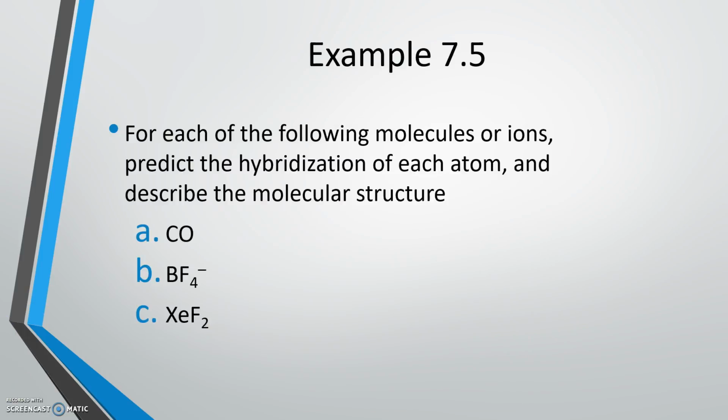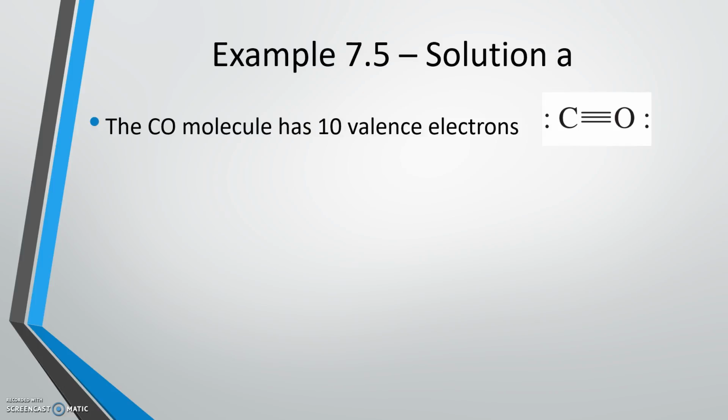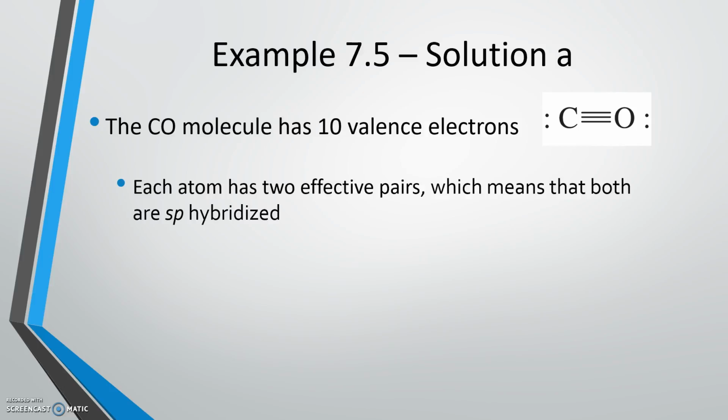Let's look at 3 additional examples before you try this on your own. We're going to look at each of these molecules or ions and predict the hybridization and describe the structure. So we're going to start with, again, another familiar molecule, which is carbon monoxide. It has 10 valence electrons, and this is its Lewis structure. Each atom, the carbon and the oxygen, has 2 effective pairs, so it has the bonding region in the center and then the lone pair on the side. So both atoms are going to be sp hybridized.